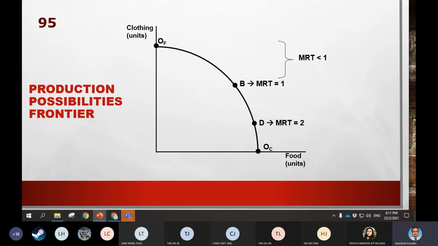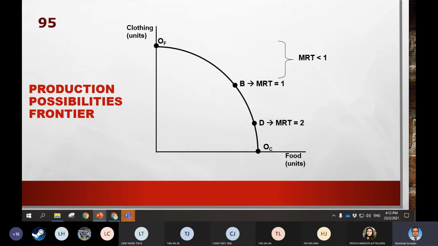So the marginal rate of transformation measures how much clothing must be given up. For example, if I want to shift from B, how much clothing must be given up to produce one additional food? For example, go from B to D. So this is transformation. We transfer the input, which is labor and capital, from producing clothing to producing food.